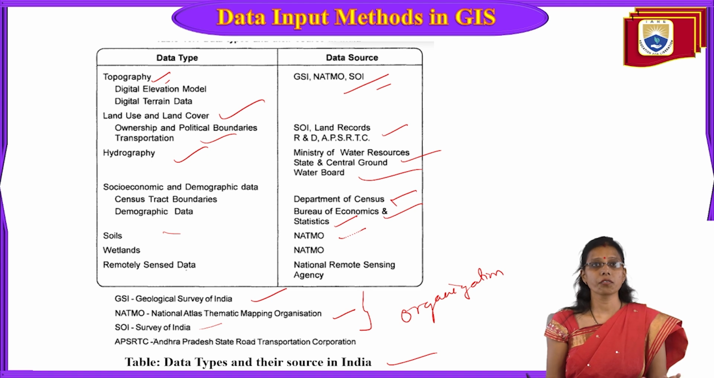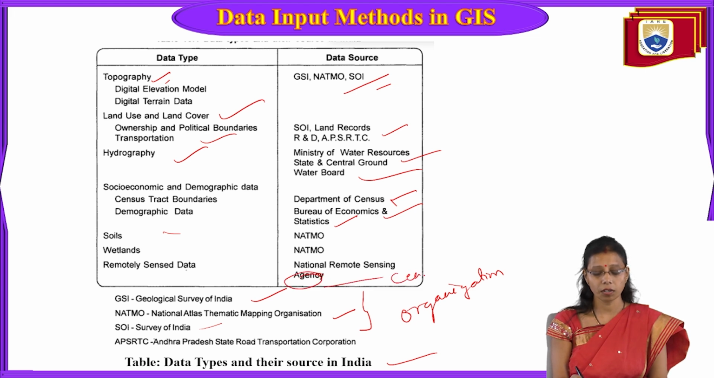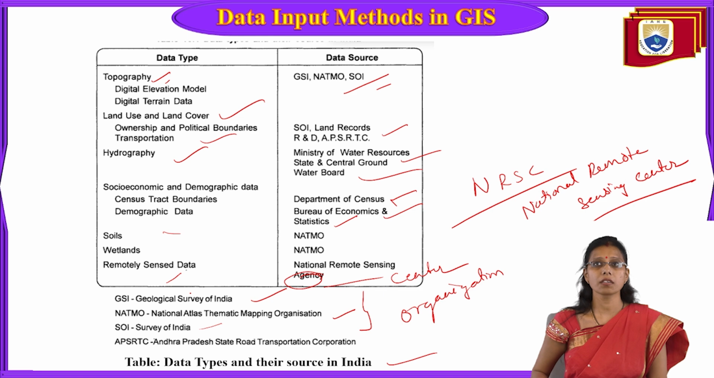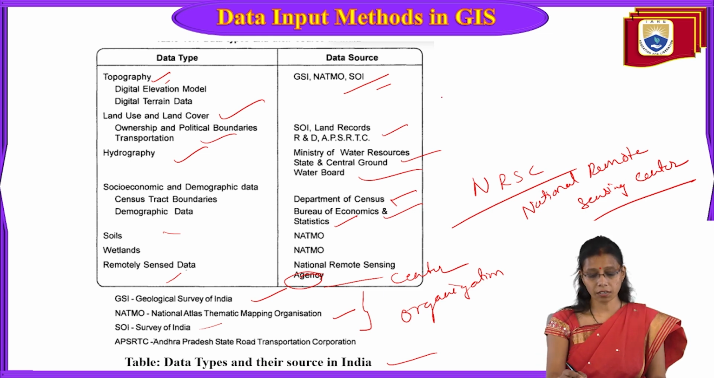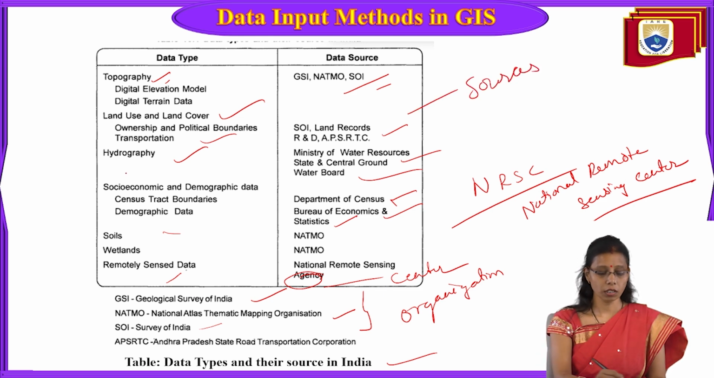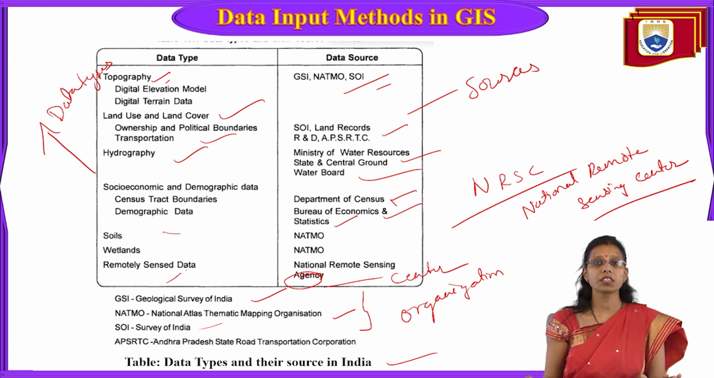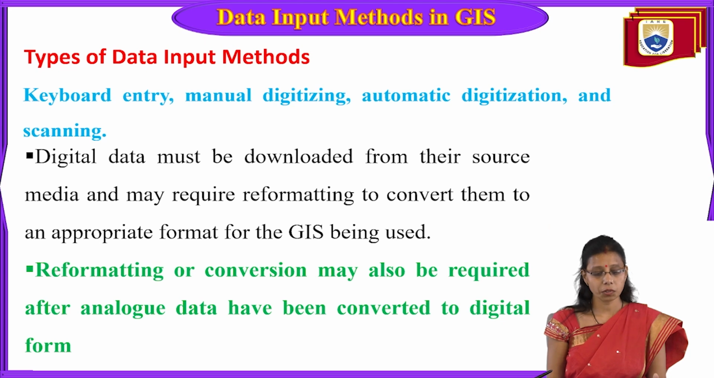Okay, and if you want any remotely sensed data information, you can get it through the National Remote Sensing Agency, but actually it is a center now, Remote Sensing Center. So now we can receive it from NRSC, that is National Remote Sensing Center. If you want to get any remote sensing data, we can receive it from NRSC. So these are the different sources and these are the data types which we can use in GIS processing.